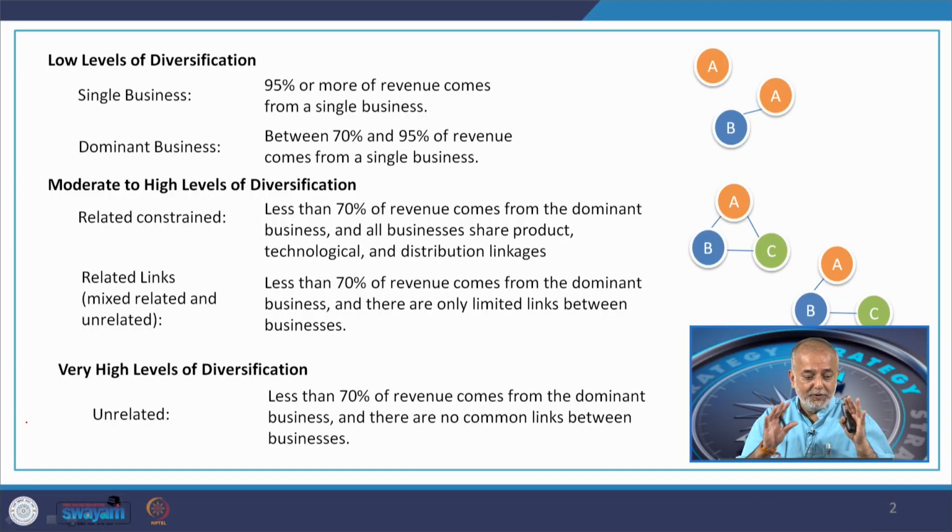We talked about low levels of diversification, wherein we talked about single business diversification and dominant business diversification. Low levels, wherein single business and dominant business are the key elements. Then we talked about moderate to high levels of diversification, wherein related constrained and related linked, mixed related with unrelated is the situation, and very high levels of diversification, and we tried to analyze a few of the examples.